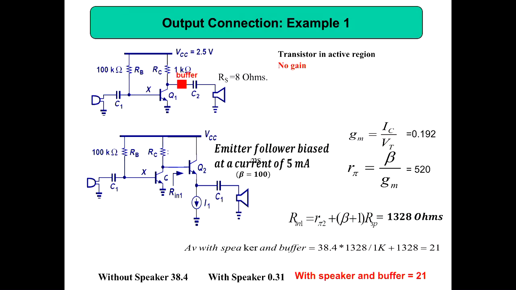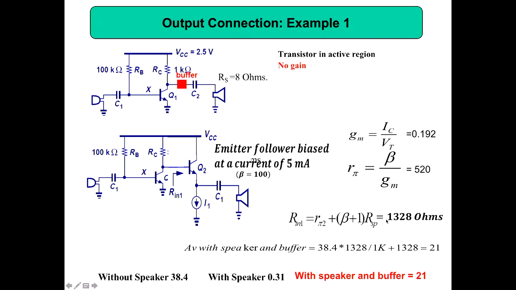Whenever you have this type of impedance mismatch, where some of your parameters are reduced because you are connecting one stage to another stage, or you are connecting a speaker, or another sensor, then you can think of connecting a voltage buffer. So we can connect an emitter follower. Here we have used a simple transistor as an emitter follower, but when you use a simple transistor as an emitter follower, the input impedance has a limited value, like 1328 ohms.